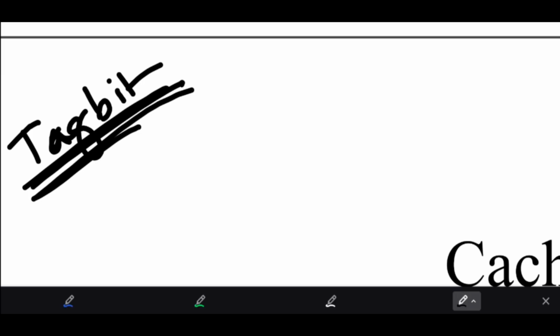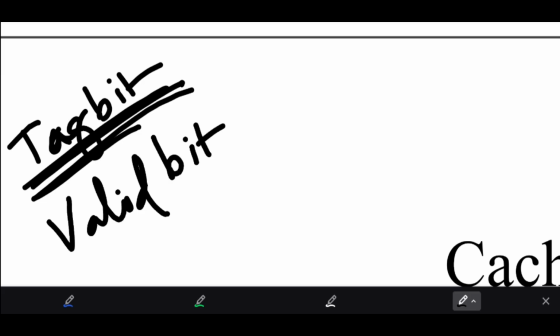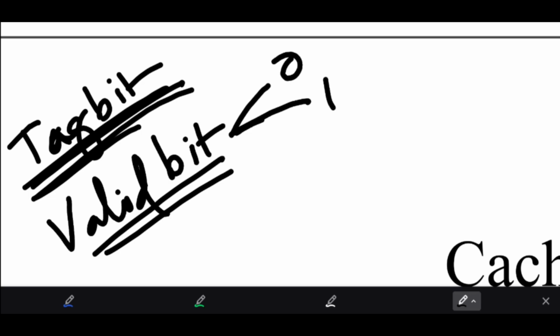Then we also discussed the valid bit inside our metadata bits. The valid bit has two values, 0 and 1. 0 means there is meaningless data. If the data block has meaningless data, then it is 0, it's invalid. If the valid bit is 1, then it's valid, meaningful data.